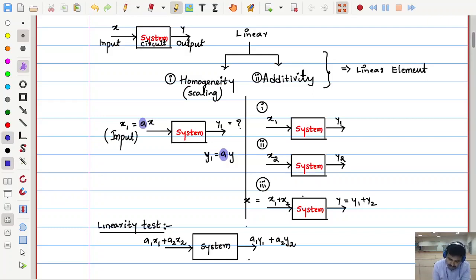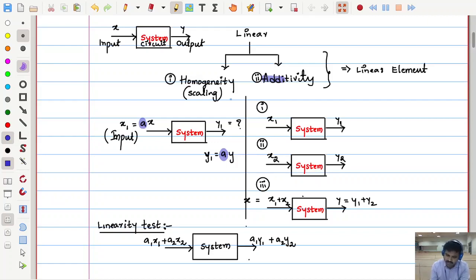If x is multiplied by a, y is also multiplied by a, so that the output and input relationship is linked. Such a system we can call as obeying the homogeneity property. Then what is additivity? It is just adding the things.